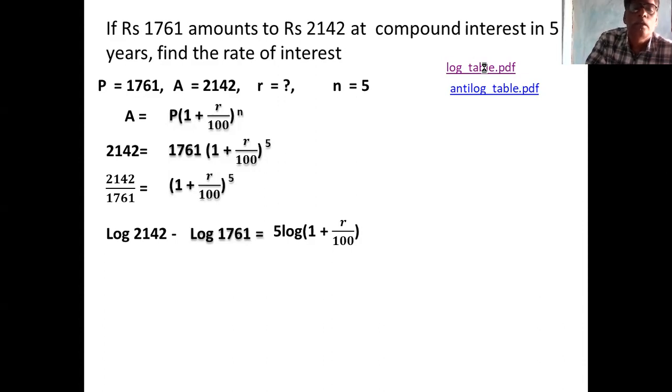Okay. Then, what is the log of 1761? 1761 is the another term. What is the log of 1761? 2455 is the sixth column value. Sixth column value is 2455. And one mean difference is 2. So total is 2455 plus 2, 2457. Okay.